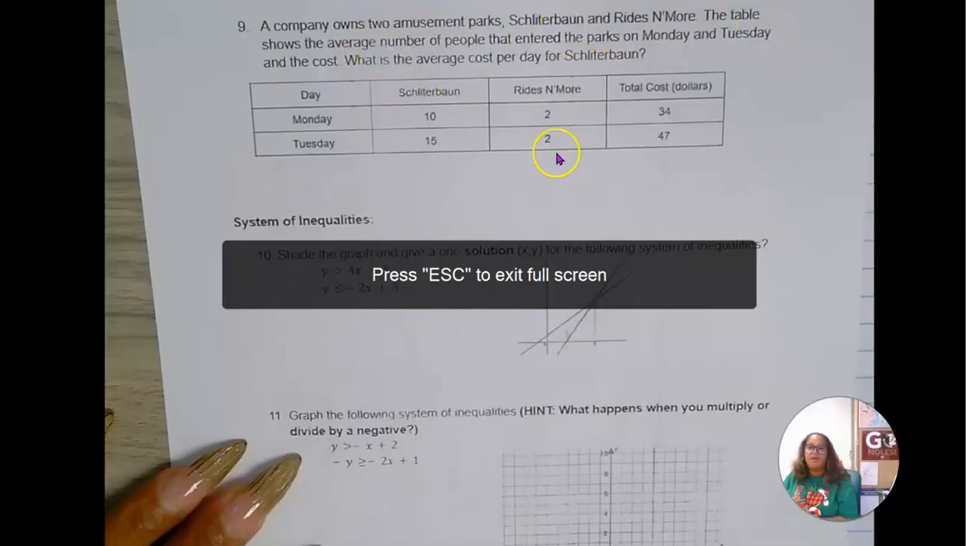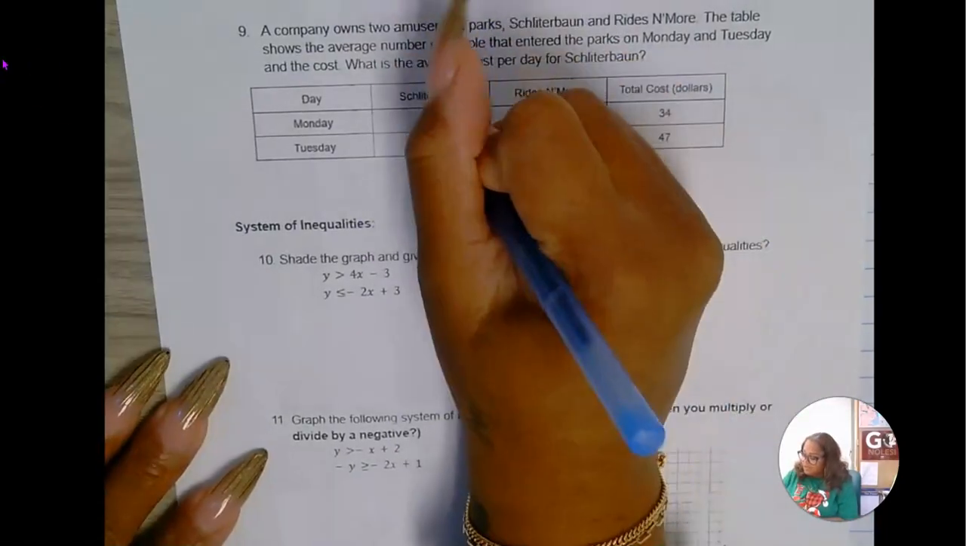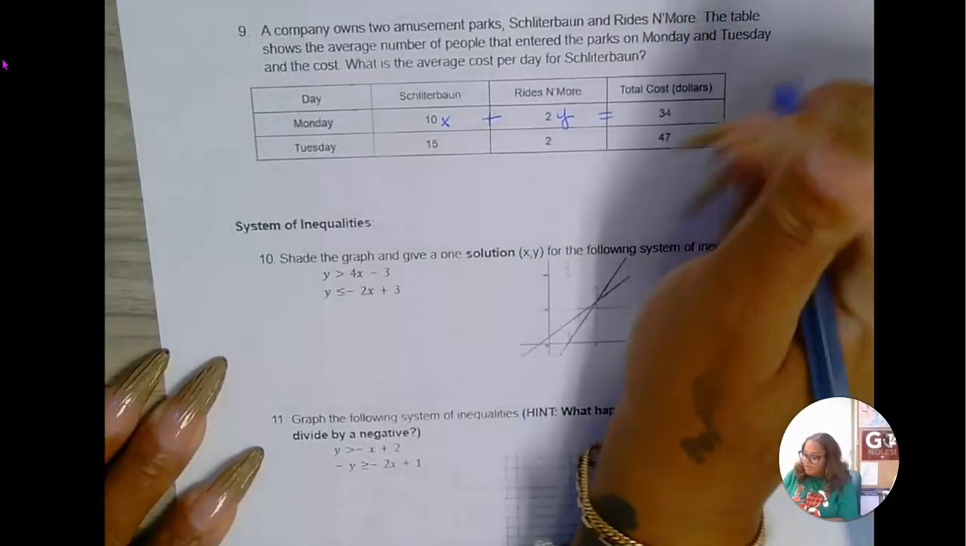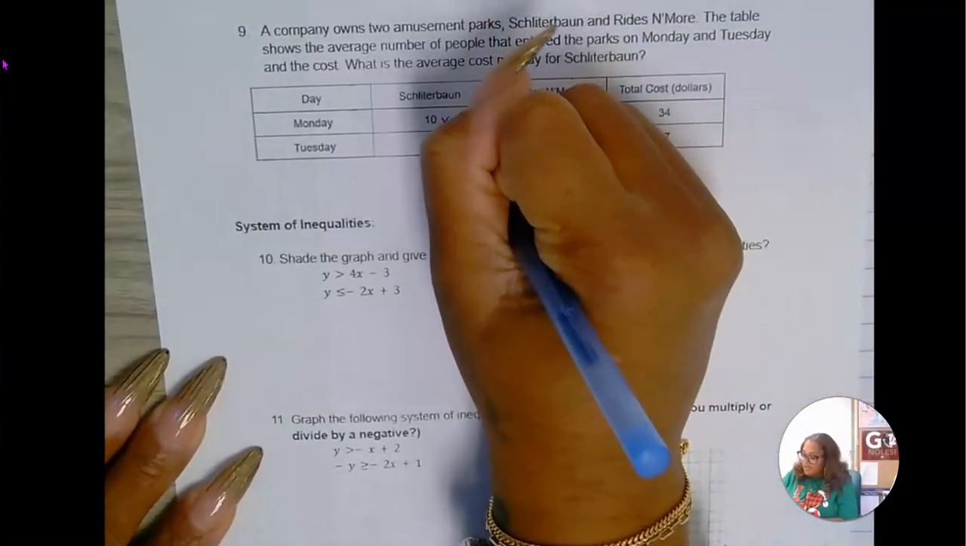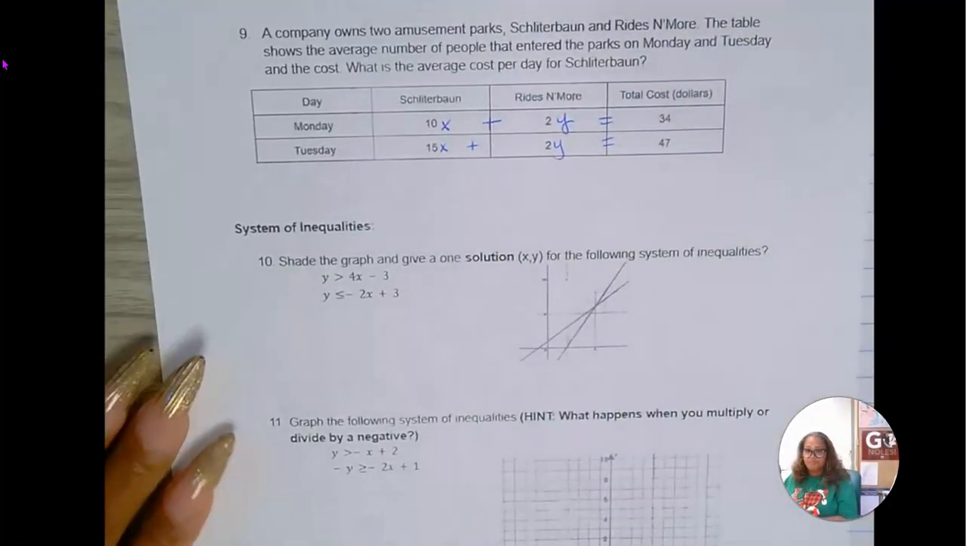Okay, number 9 is next, and it says a company owns 2 amusement parks, Schlitterbahn and Rides and More, yada yada. This is the system right here. You have to write it and solve for y. So this is 10x plus 2y equals 34, and this is 15x plus 2y equals 47.